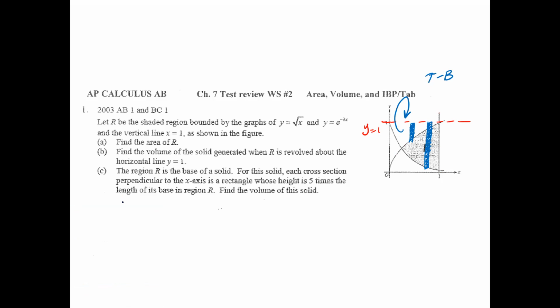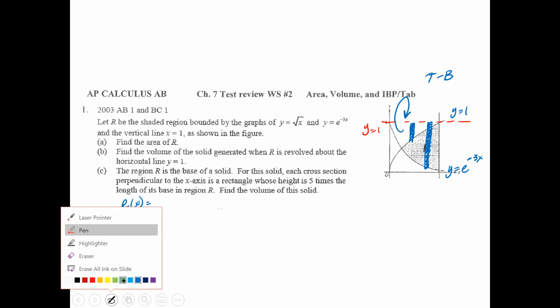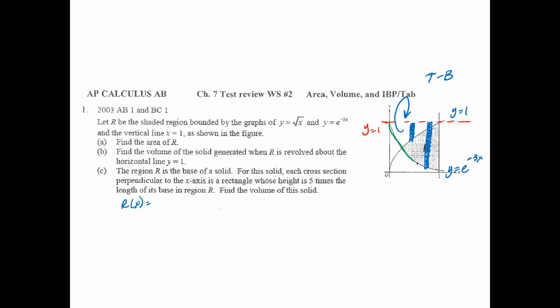And you're going to need to find r of x, which is the big radius. And that's going to be the top. And the top here is y equals 1. The bottom, remember, is going to be y equals e to the negative 3x, which I should color code as this green line. And then this purple line right here is y equals square root of x. Keep in mind, everything has to be y equals solved in terms of x.